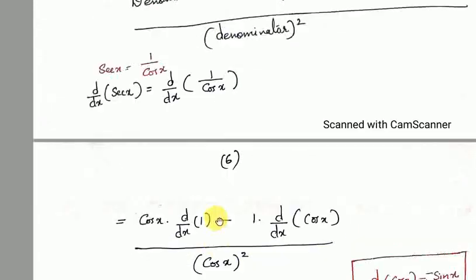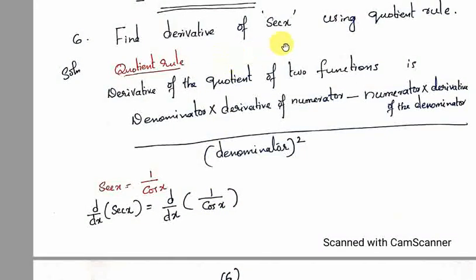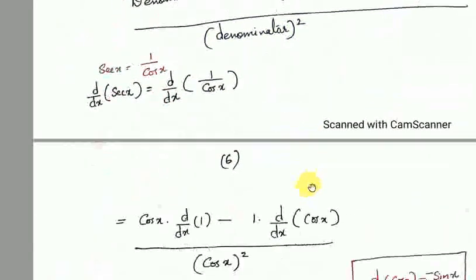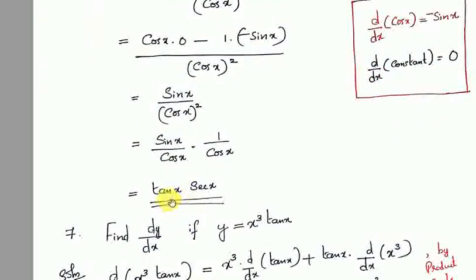So we are finding the derivative of sec x using the quotient rule. What do we get here? tan x into sec x, or sec x into tan x. We already saw the list of standard derivatives. What is the derivative of sec x? The derivative of sec x is sec x into tan x. That is what we got here.